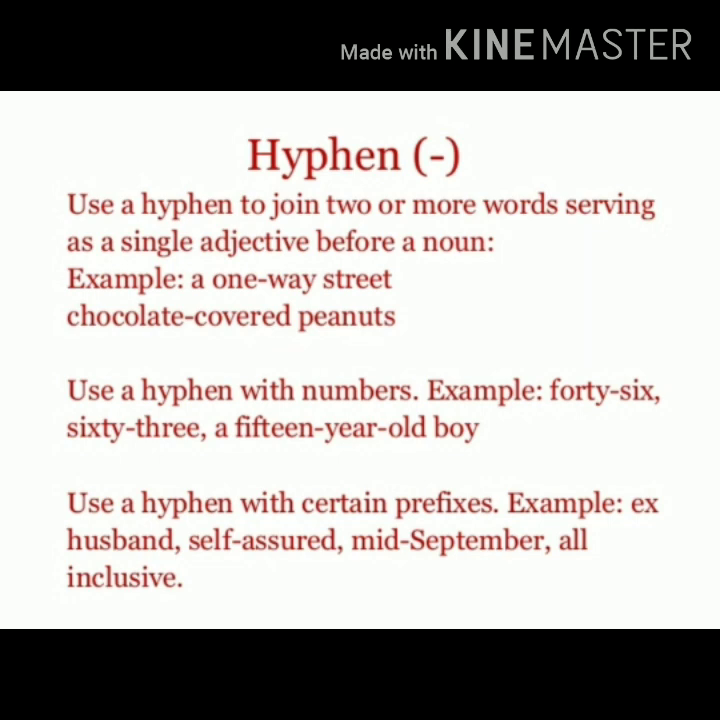Next, we use hyphen with compound numbers, again when 2 numbers are used together, like it is given 46 or 63. And the last one is we use hyphen with prefixes. A prefix is a word or a number that we use before some other word, like it is given ex-husband or self-assured or mid-September. So we are using hyphen here. I hope this is clear.